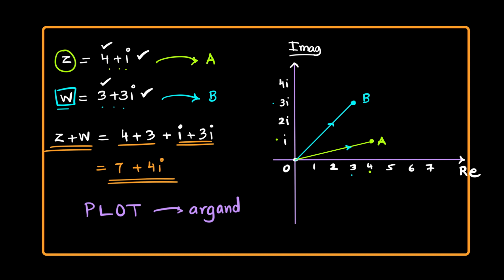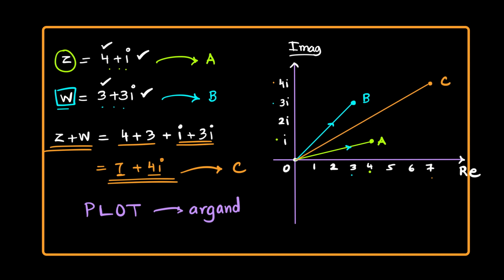And what is the third point? That is 7 plus 4i. So this is 7, this is 4i. Let me label 7 plus 4i over here. Let me label this thing as C. And let me draw a line from origin till C, that is this point. So now I have labeled this as C.